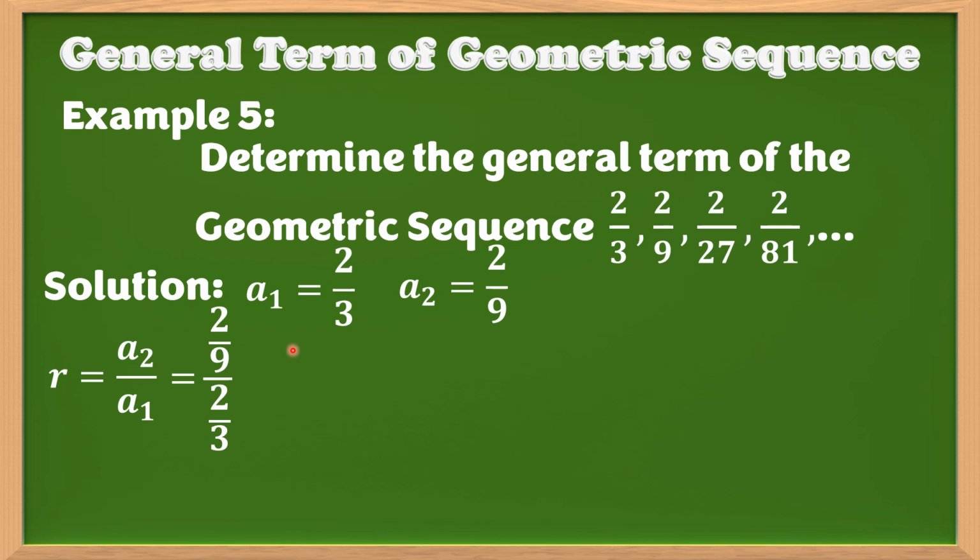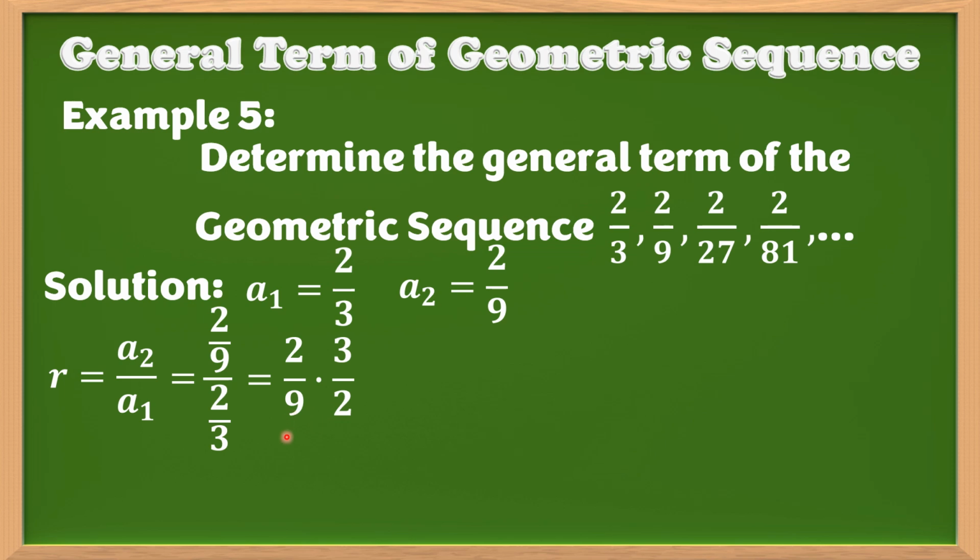And then we're going to simplify this. So we have 2 over 9 times 3 over 2. Here, the operation is division. In order to get the quotient of fractions, we consider the reciprocal of 2 over 3, and that is 3 over 2. After getting the reciprocal of the denominator, we proceed to multiplication.